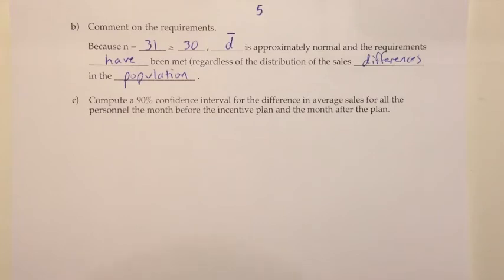They want us to compute a 90% confidence interval for the difference in average sales for all the personnel the month before the incentive plan and the month after the plan.